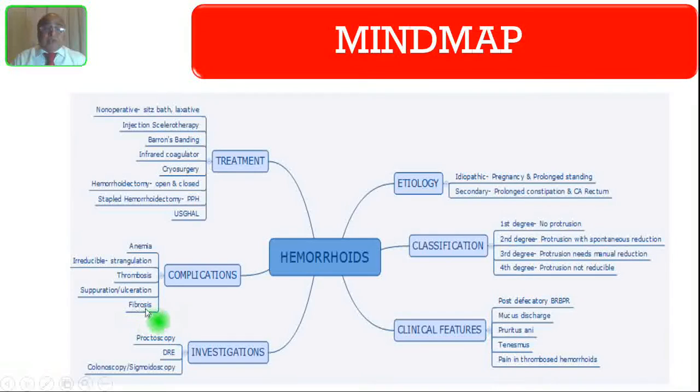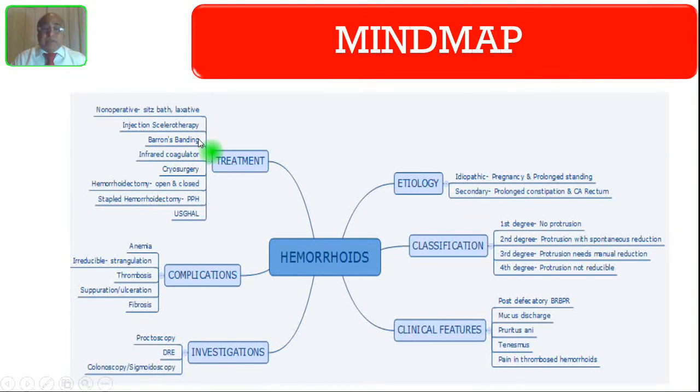If you are not going to intervene, ultimately it will get fibrous, and spontaneously it will get cured also. That is also a possibility. The treatment is for first and second degree hemorrhoids. You can try non-operative treatment like sitz bath and laxative, or you can go for injection sclerotherapy, that is 5% phenol in almond oil, or you can do a Barron's banding.